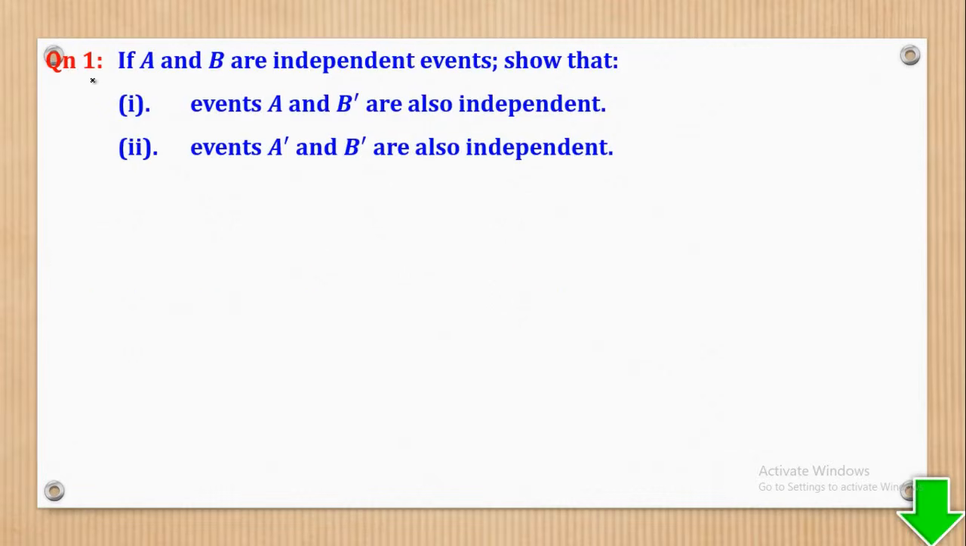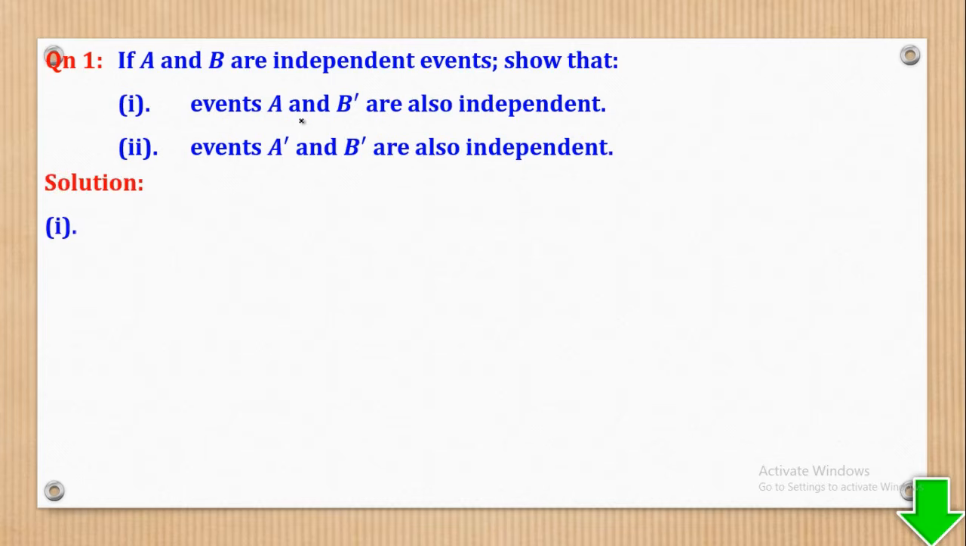So with that, let's go through these questions. Question 1 says, if A and B are independent, I think it's what I told you, they will always specify that the events are independent. So it says that if events A and B are independent, show that Roman 1, events A and B complement are also independent, and also show that events A complement and B complement are also independent. You already saw that when two events are independent, even their complements are independent. So in this question, they want you to show that it is true.